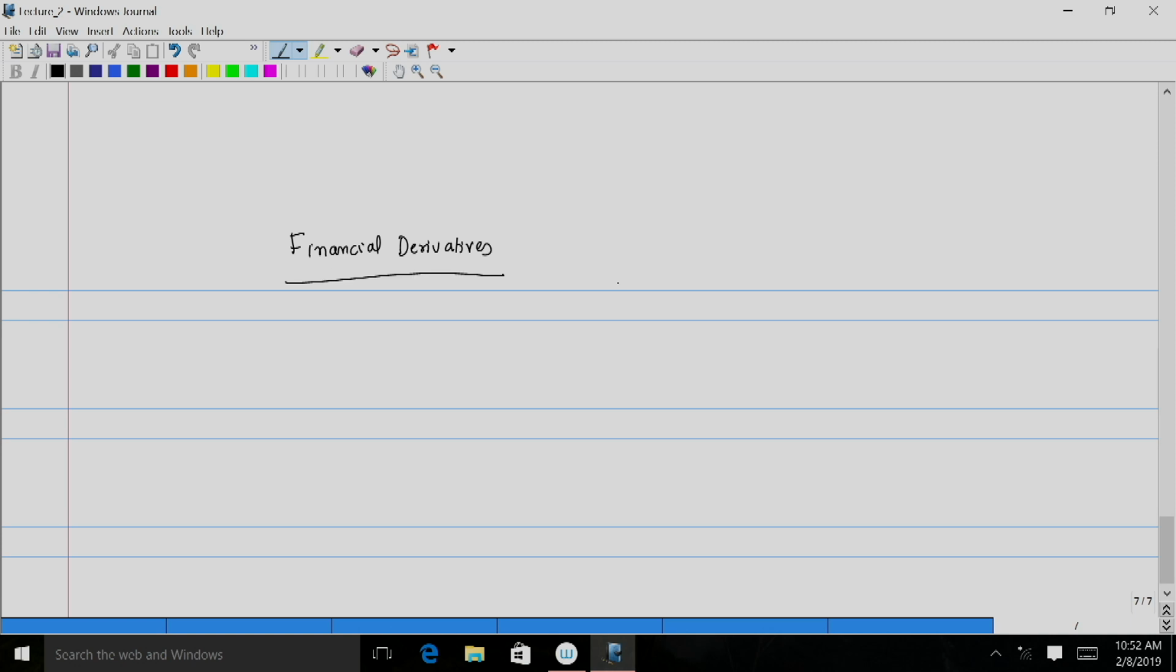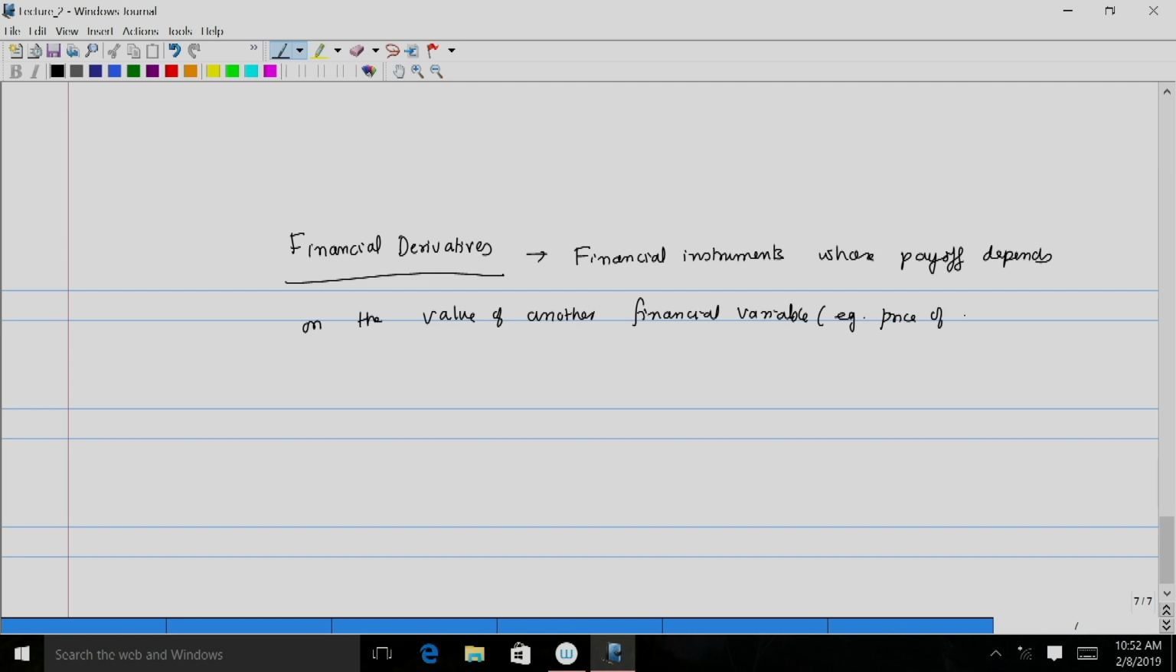And I will explain what I mean by derivatives, the term derivative, what is the connotation and what is basically the interpretation of the financial derivative. So, what are financial derivatives? These are financial instruments whose payoff depends on the value of another financial variable. This could be, say, the price of a stock, or say price of a bond, or say exchange rate. So, by this I mean the currency exchange rate, and so on.